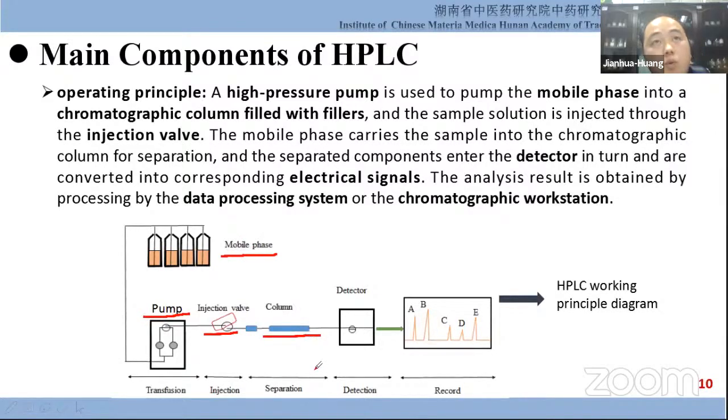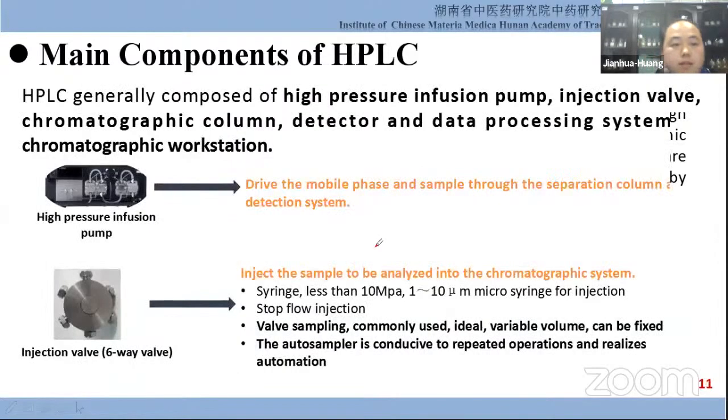Another one is the column. In the column, we separate the compounds, and after the separation, all compounds will go to the detector. After the detector, they will be changed to electrical signals and recorded in our computer. This is the HPLC working principle. Okay, now we will introduce the main components one by one.